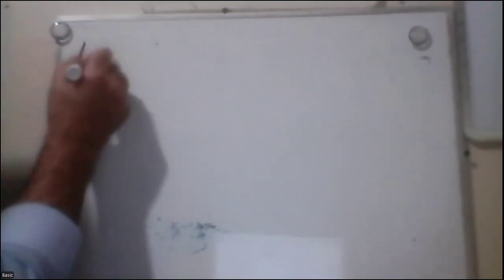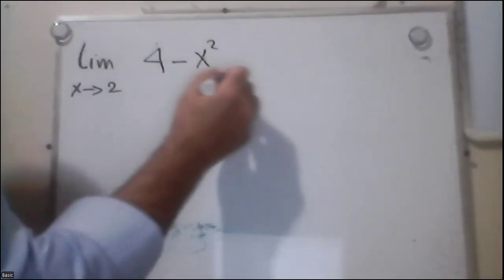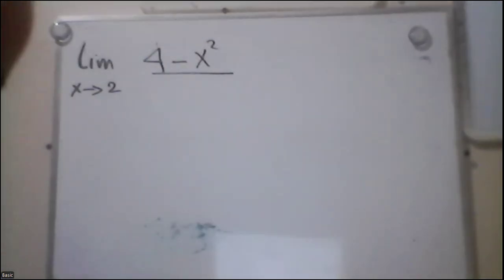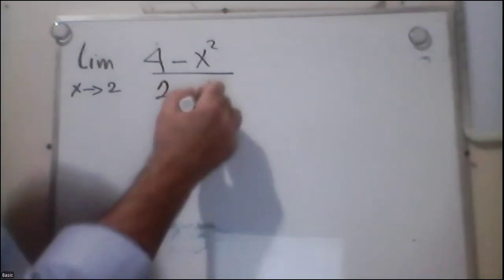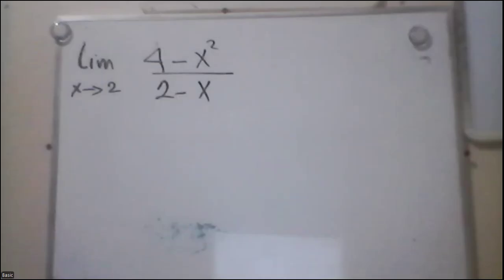I have here another example. Evaluate the following: the limit when x approaches 2 of the value of 4 minus x squared divided by 2 minus x. If I do it like this, I will substitute with x equals 2.